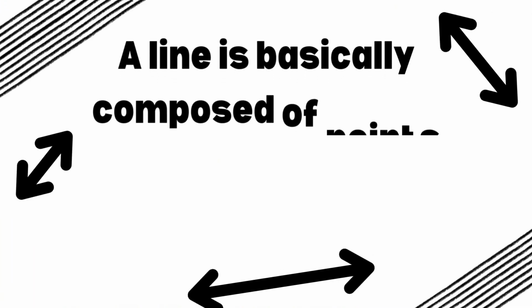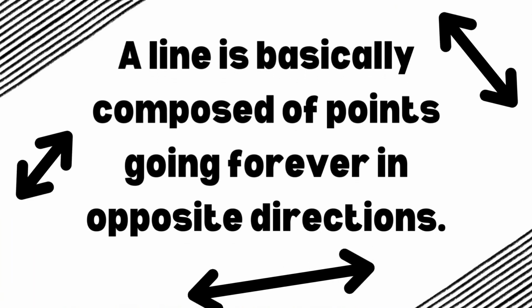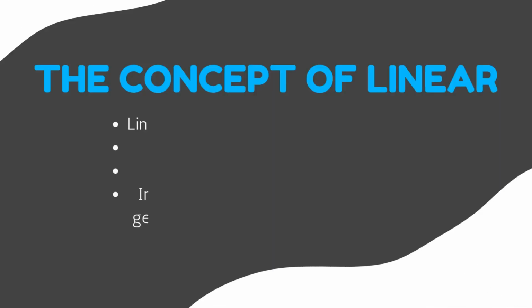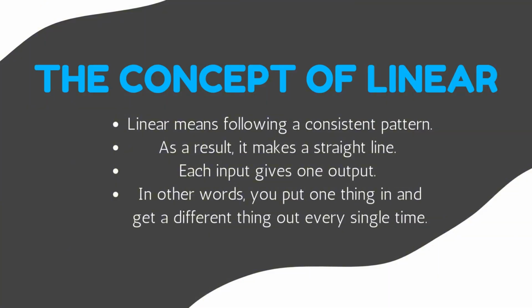Okay, first off, what is a line? We define a line to be made of many points going forever in opposite directions. How are linear lines formed? Well, linear in our case means following a consistent pattern. There's some pattern that the points follow that make a linear, aka straight line. Each input gives one output.